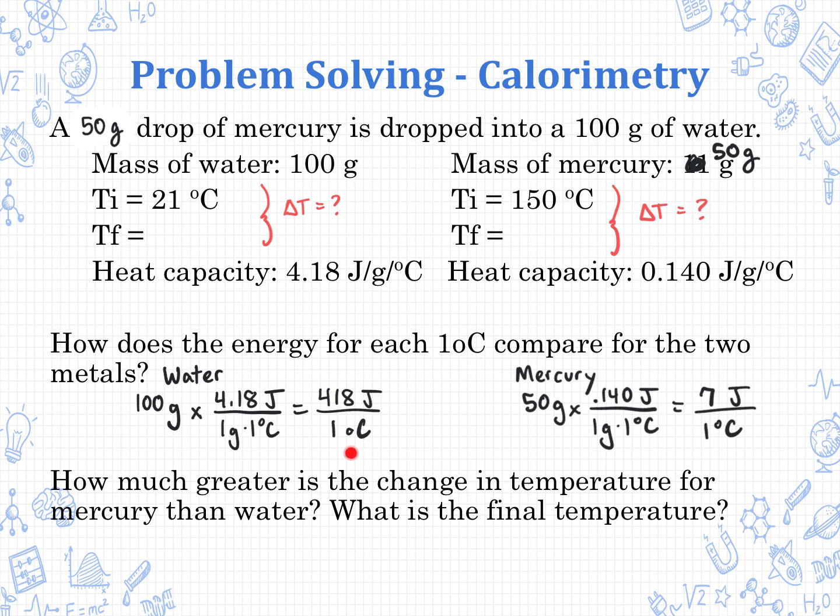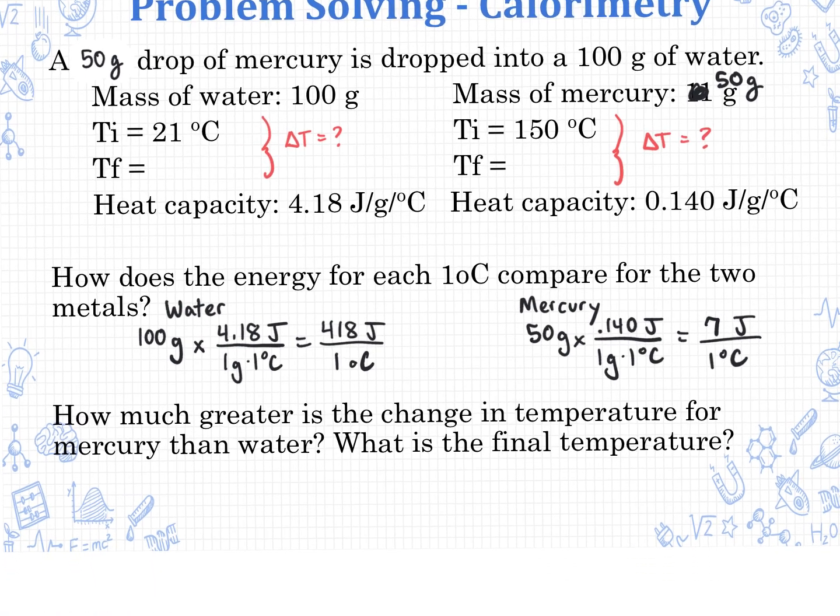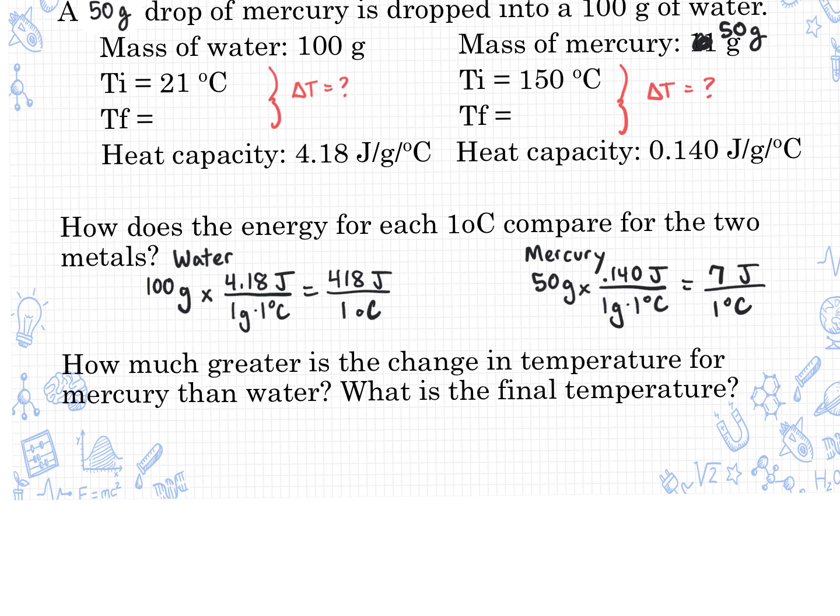If I just compare these two numbers for a minute, I know that the amount of joules exchanged has to be the same at the end of the day because this is calorimetry and all the energy lost by the mercury has to go into the water. That has to be true. That's our underlying assumption here. However, I also noticed that this is a lot smaller number. It doesn't take much energy. The cost for 1 degree Celsius is very small for the 50 gram sample of mercury. It takes a lot more energy to get the 100 gram sample of water to change a degree Celsius.